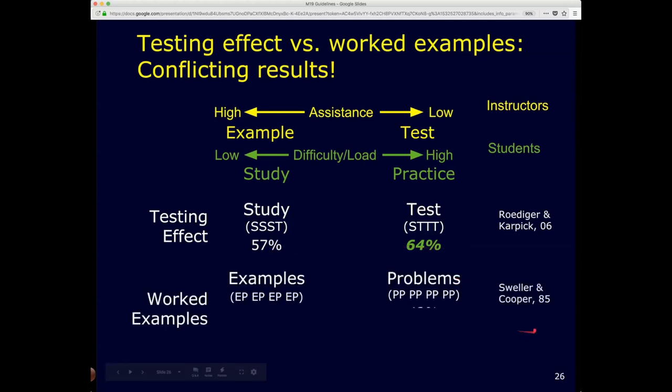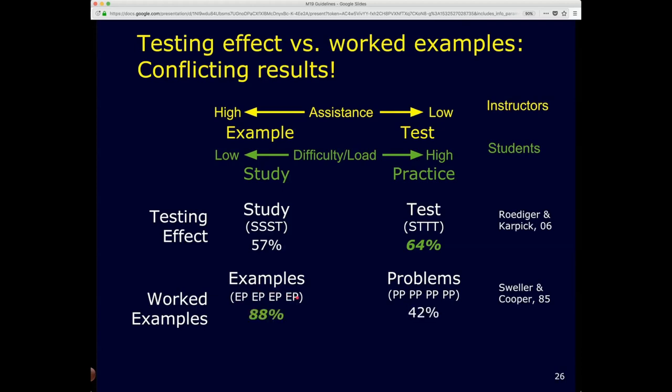And here's a study by Sweller and Cooper where, again, they use slightly different language, but it's essentially the same thing: a study trial of an example versus a test trial or a problem. Note, it wasn't identical. It wasn't E-E-E-P, but E-P-E-P-E-P-E-P, more intermediate, whereas this is all problems, like a homework assignment in a physics class or a math class. This would be a strange homework assignment.